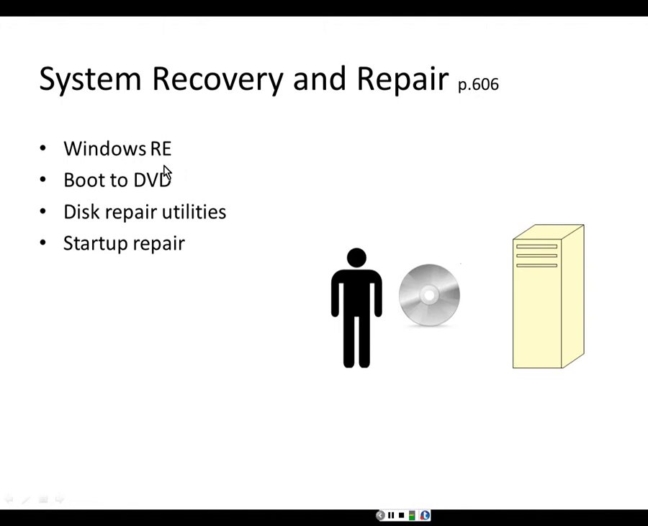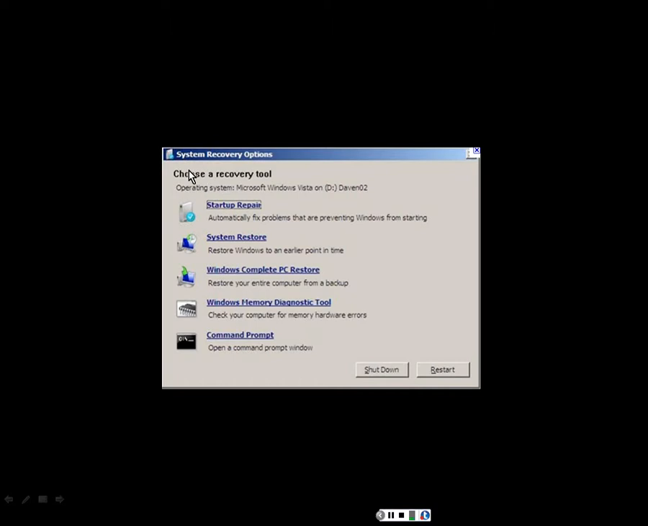So maybe it's a corrupted disk drive. So what you do is you boot to Windows RE, you boot to the DVD. And when you do, you have a number of system recovery options. Now, we've already discussed what System Restore does. Let's look at Startup Repair. When we run Startup Repair, what it does is automatically fix problems that are preventing Windows from starting. In other words, it rewrites the key boot files to the hard disk. The reason we're using System Recovery is because we can't boot normally and we can't boot to safe mode.